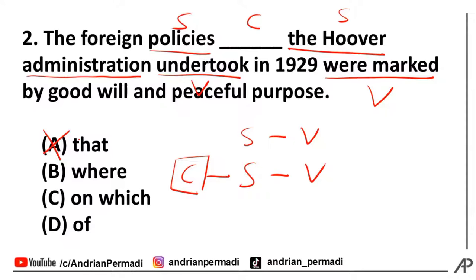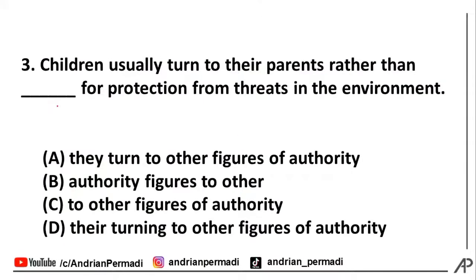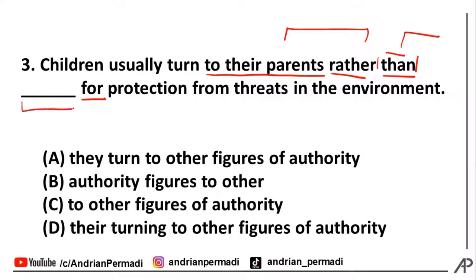Let's proceed to number three. In number three, we can see that the blank space is near the preposition for, and it is near than, which shows comparison. If a sentence is signaled with the word than, it can be concluded that the words, phrases, or sentences before and after the word than need to be in the same structure. Before the word than, we can locate the phrase to their parents, which is called a to prepositional phrase. In conclusion, the structure after the word than will need to be in the same form, a to prepositional phrase.